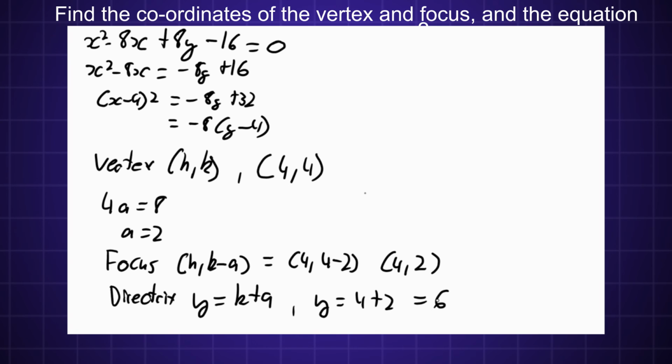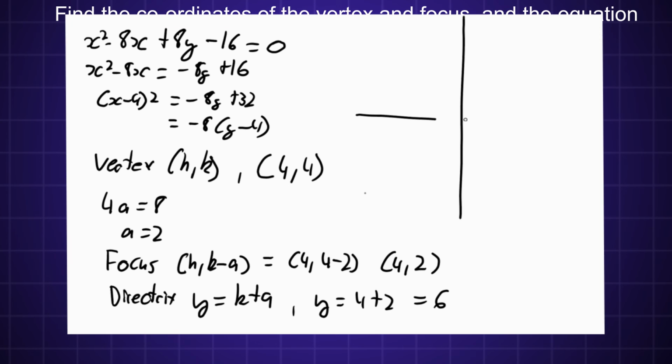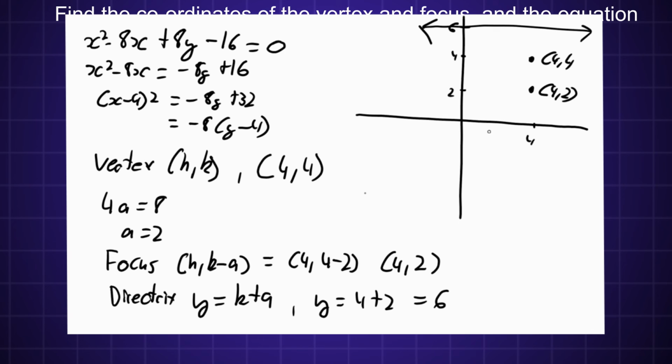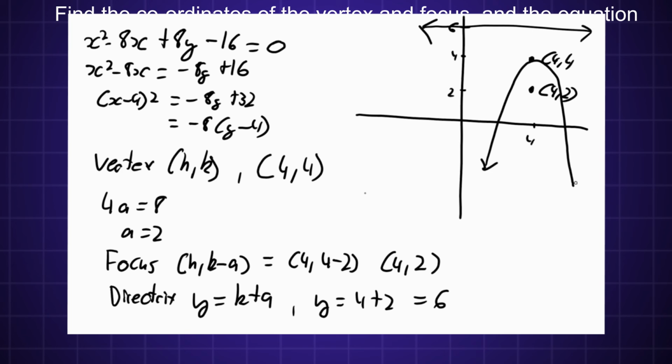which equals 6. Now if we were to draw this on the number plane, we'll put in 4 on the y and x axis, as our vertex is at (4, 4). We can then write our focus at (4, 2). And our directrix has the equation y equals 6, so we can put it in as a line. Then if we were to draw that, it will look something like this.